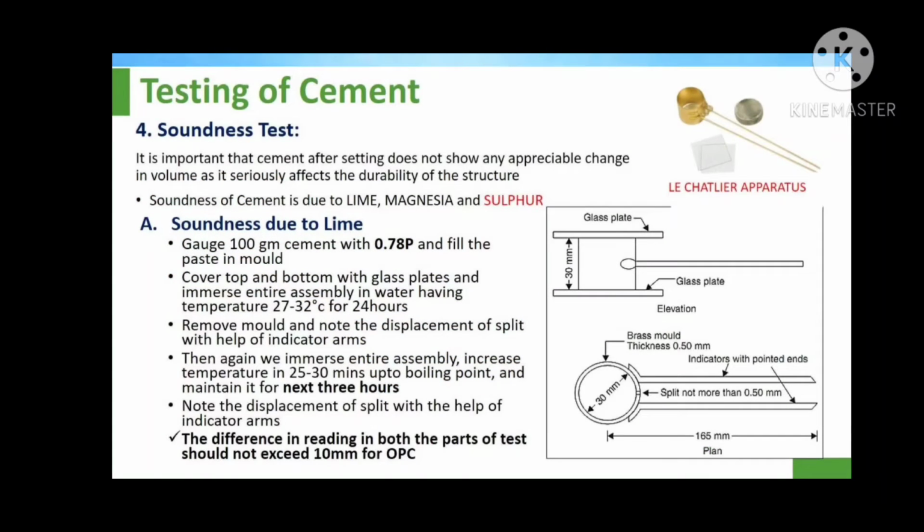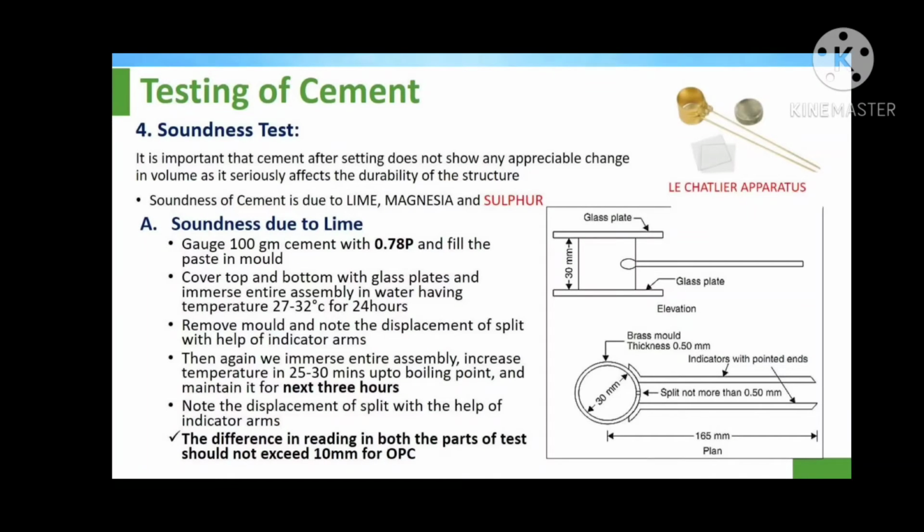Fourth, soundness test. It is important that cement after setting does not show any appreciable change in volume, as it seriously affects the durability of the structure. Unsoundness of cement is due to lime, magnesia, and sulfur. A. Soundness due to lime. Gauge 100 gram cement with 0.78 P and fill the paste in the mold.